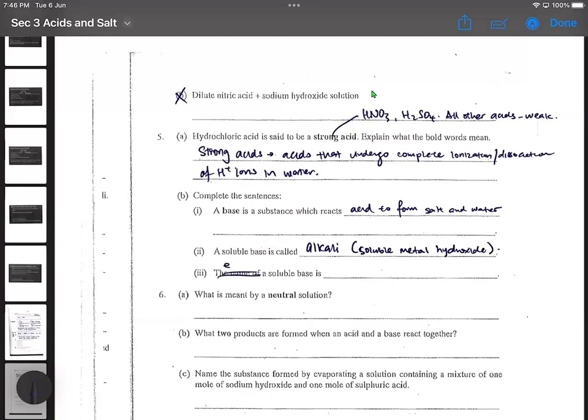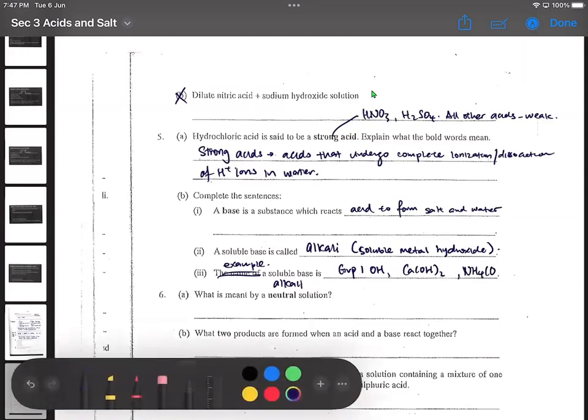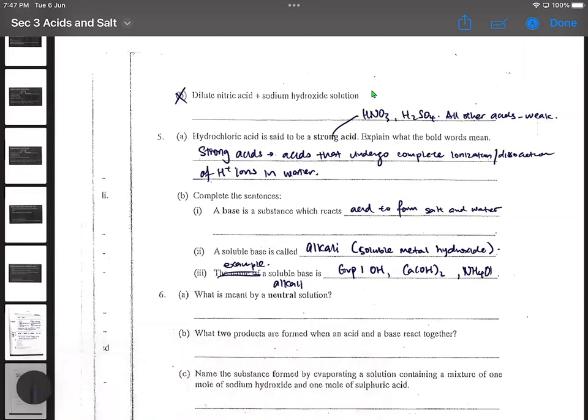So over here, I think more accurately it is examples of soluble bases or examples of alkalis. These are the only ones in the syllabus: Group 1 hydroxides, calcium hydroxide, ammonium hydroxide, also known as aqueous ammonia. Okay, this is the very standard list of alkalis. All need to memorize.